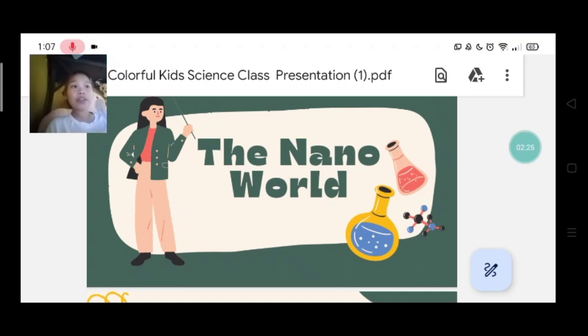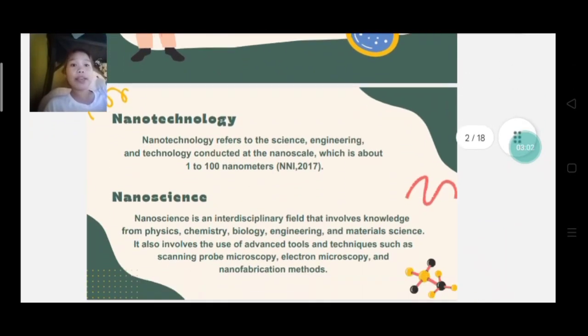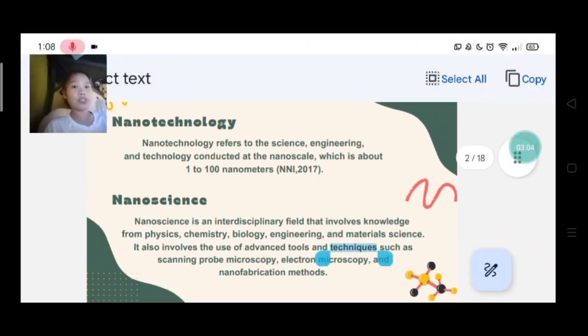The study of the nano world is known as nanoscience, and it involves the exploration and manipulation of matter at the nanoscale using a range of tools and techniques such as scanning electron microscopy, atomic force microscopy, and nanofabrication. So, as we dig deeper into this topic, we will get to know these tools and techniques. First, we have here the nanotechnology.